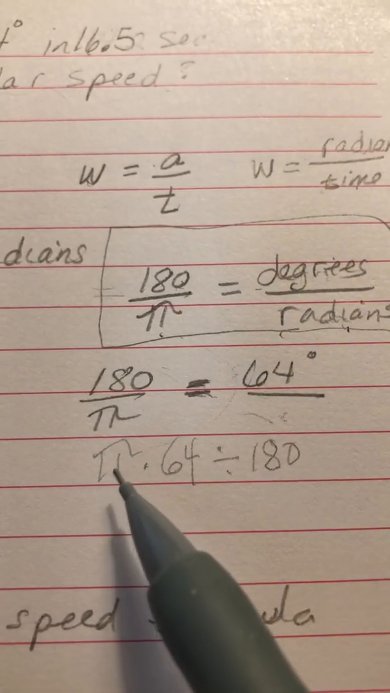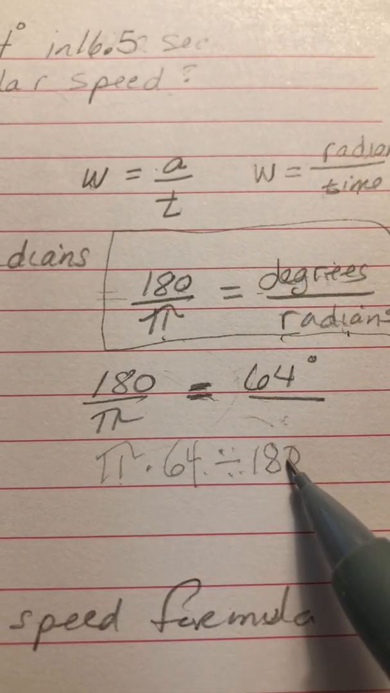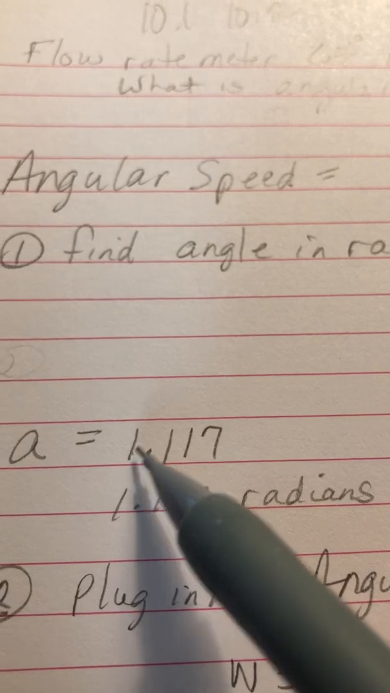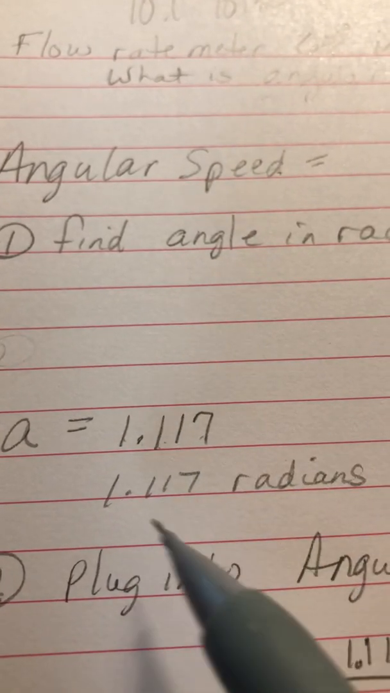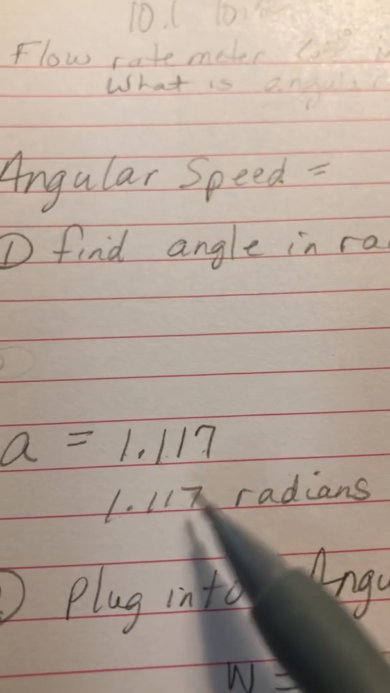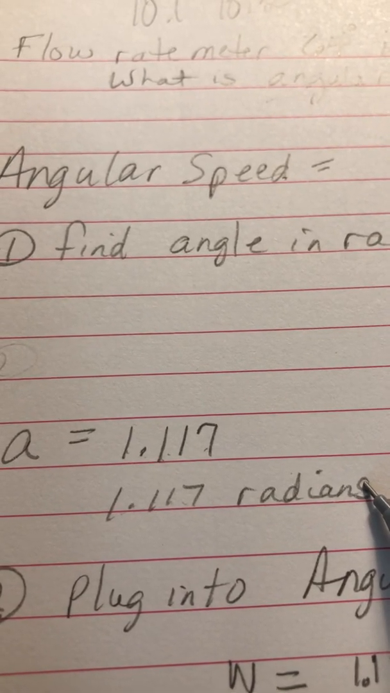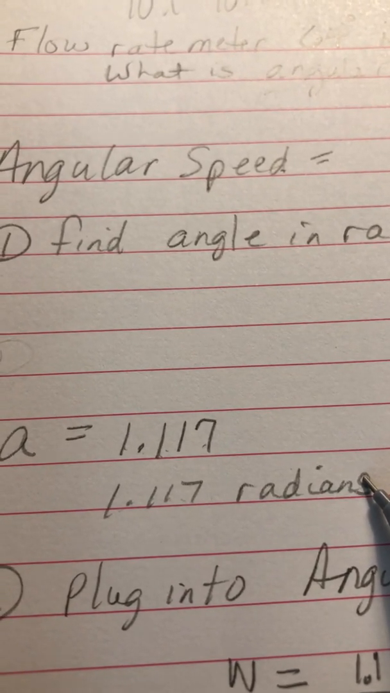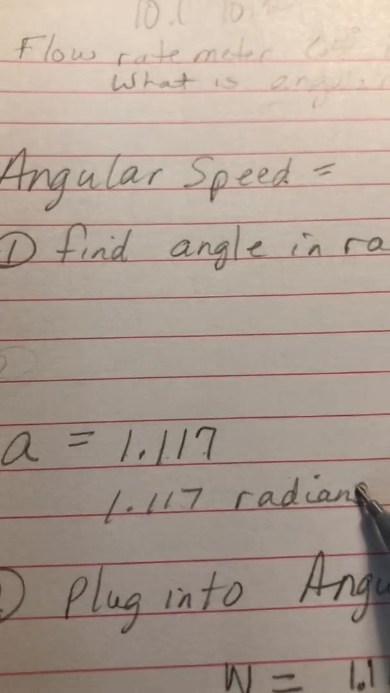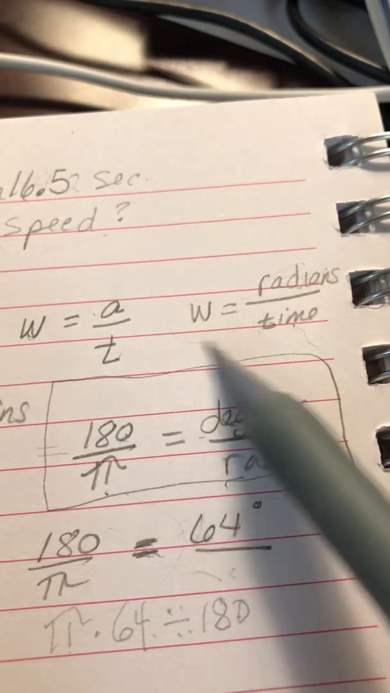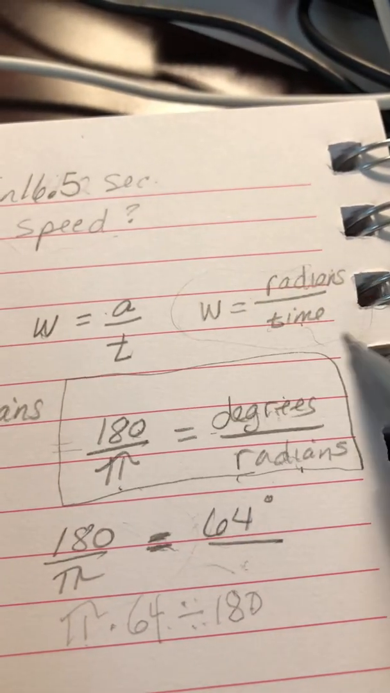And so when you do this math, pi times 64 divided by 180, it's going to give you a number. They're going to ask you, I think, to round to 3 decimal places. And so in this case, it's 1.117. And that means that is 1.117 radians. We changed our 64 degrees to radians. Then, once you have that, that means you have the radian part that you need in your angular speed formula.